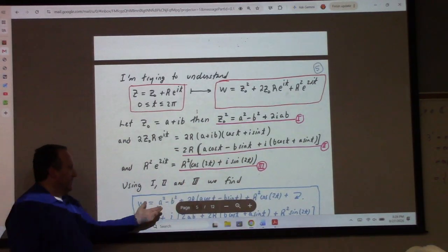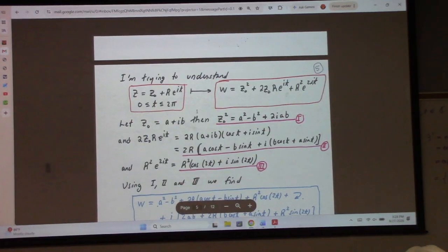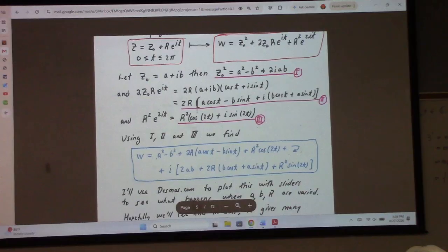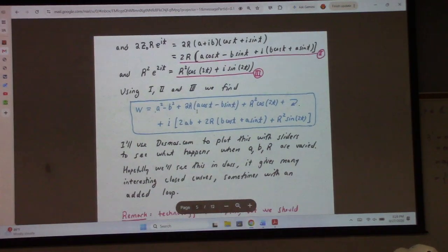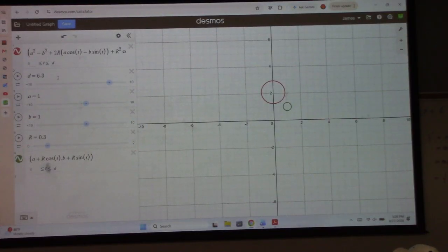At this point, I can write down the real and the imaginary components of the parametrized curve in the w plane in terms of a and b and r, right? And I can use Desmos, like I was just showing you, to actually plot the thing, because you can add these sliders. And so here's what happens.